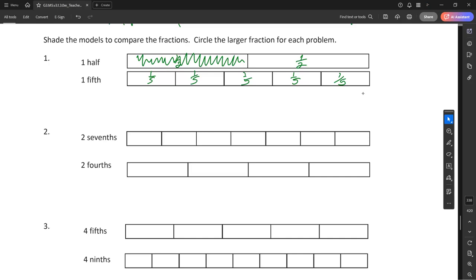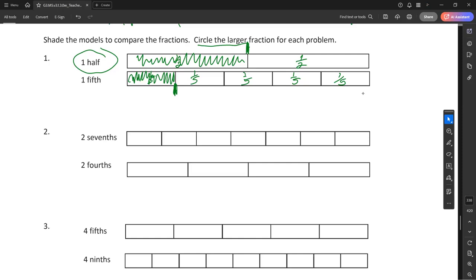Okay. That one said to shade half. The other one says shade 1/5. They want me to circle the larger fraction. Well, half ends here and 1/5 ends here. So half is bigger or larger.